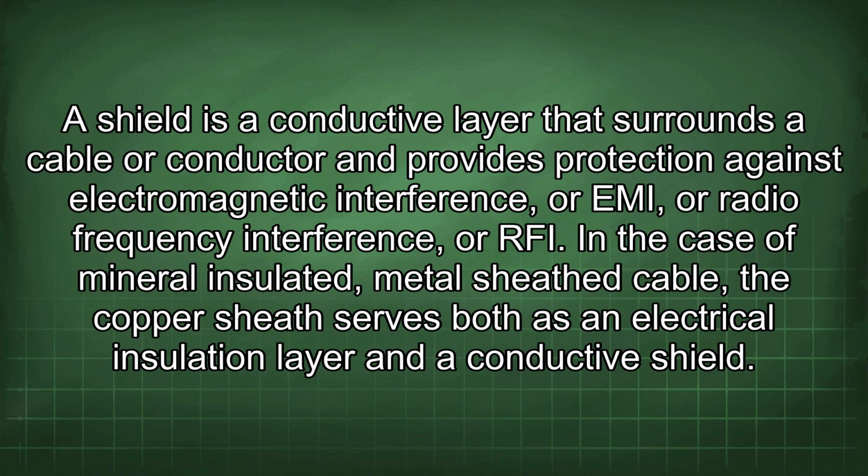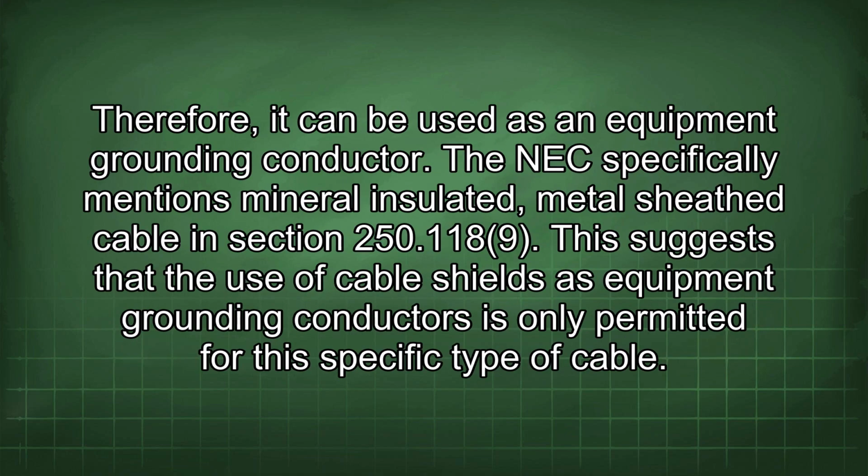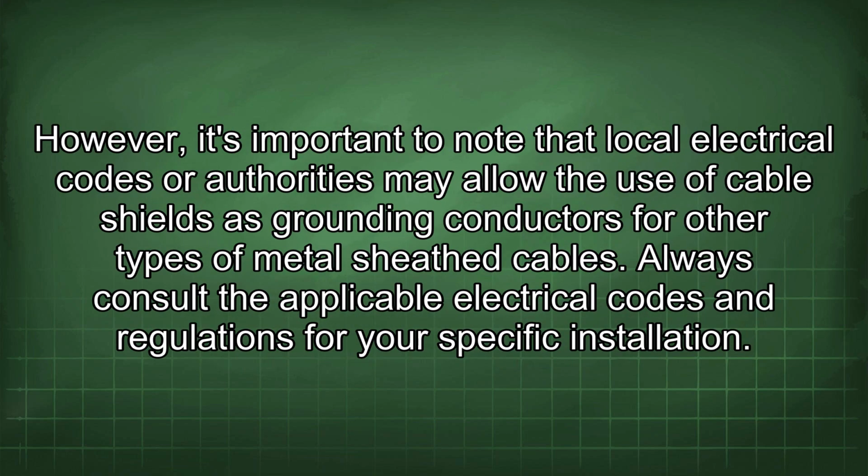In the case of mineral insulated metal sheath cable, the copper sheath serves both as an electrical insulation layer and a conductive shield. Therefore, it can be used as an equipment grounding conductor. The NEC specifically mentions mineral insulated metal sheath cable in Section 250.189. This suggests that the use of cable shields as equipment grounding conductors is only permitted for this specific type of cable. However, it's important to note that local electrical codes or authorities may allow the use of cable shields as grounding conductors for other types of metal sheath cables. Always consult the applicable electrical codes and regulations for your specific installation.